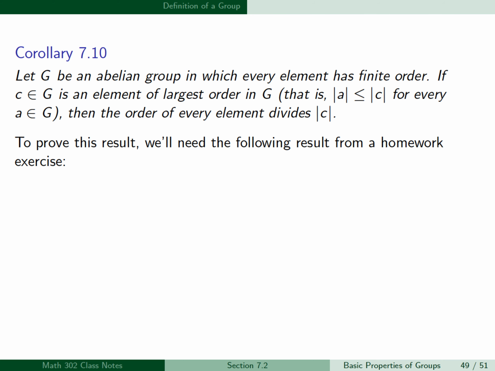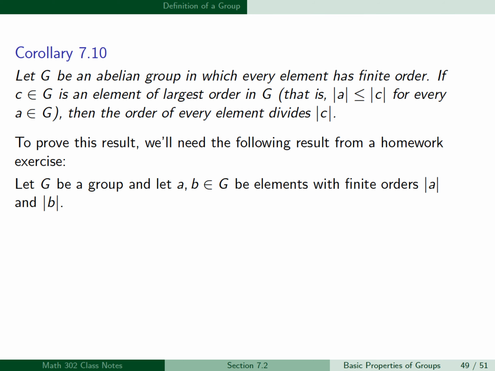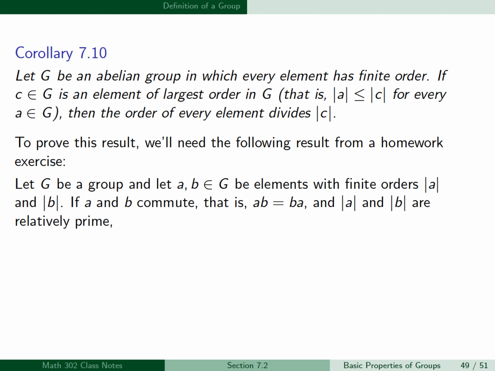To prove this result, we'll need the following result, which appears in a homework exercise. Let G be a group, and let A and B be elements of G with finite orders. If A and B commute, that is, AB is equal to BA, and the order of A and order of B are relatively prime, then the element AB has order of A times the order of B. So the order of the product AB is the product of the orders of A and B.